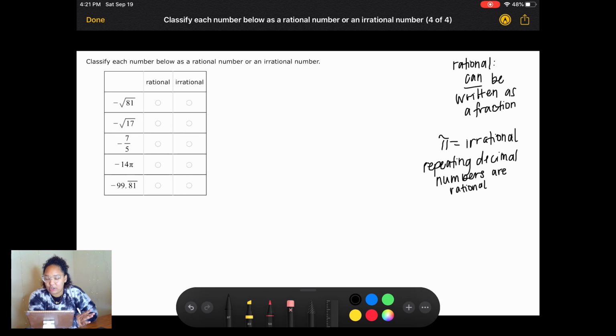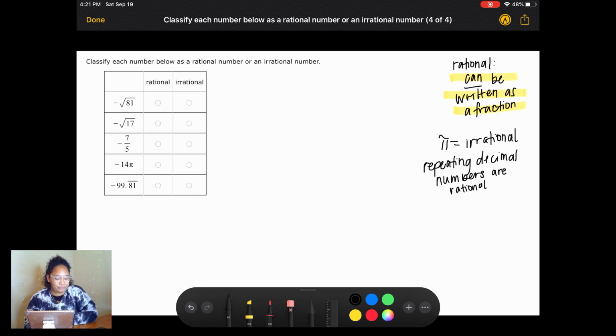Just so you know, you don't have to guess. Pi, the symbol pi, is irrational. Okay, it has a ton of decimal places. Technically, it is never ending, so it is irrational. Now, if you see a repeating decimal, those numbers are rational because repeating decimals can be written as a fraction. So what I want you to really think about is, can it be written as a fraction? If the answer is yes, then it is rational.